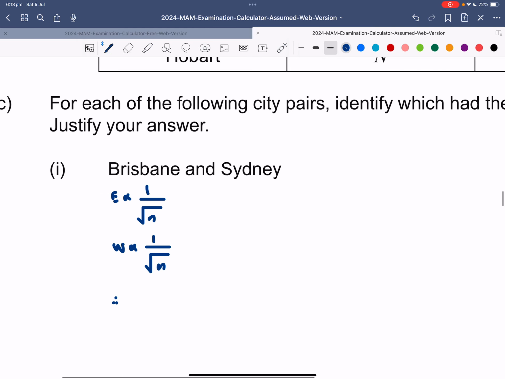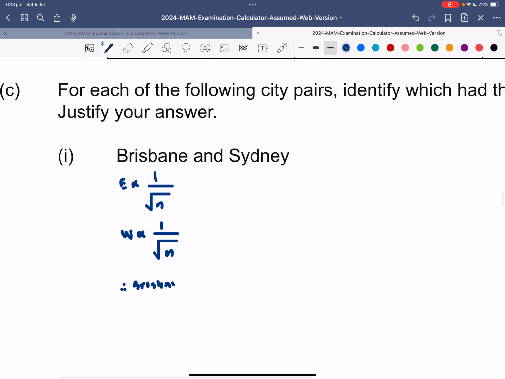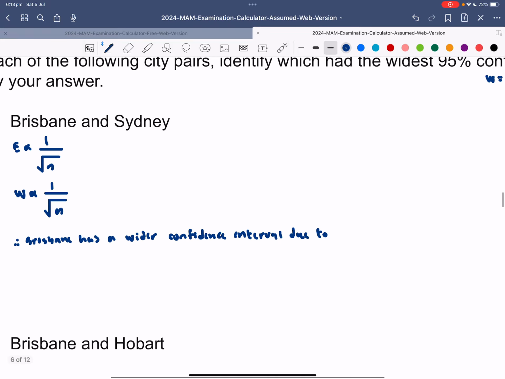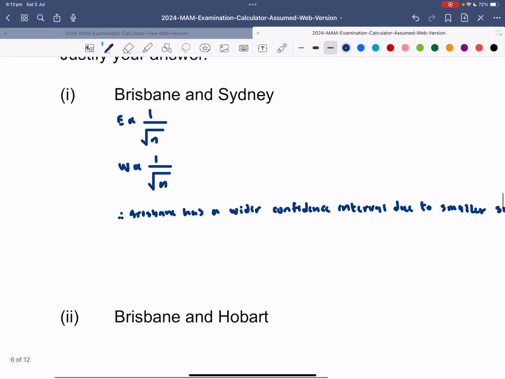Therefore, Brisbane has a wider confidence interval due to its smaller sample size, and obviously the same sample proportion, which is not really important, but just confirms that all the other things were uniform. It has the same sample proportion.